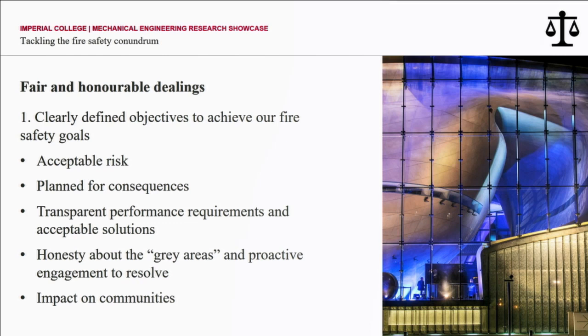We need honesty about grey areas and proactive engagement to resolve them, and accepting this is a dynamic situation that requires regular review. This requires government, industry, and academia commitment. It means considering the impact of our thinking and decision-making on the community rather than on the bottom line. There is a stark need for more robust construction materials and construction systems to create our safer built environment.